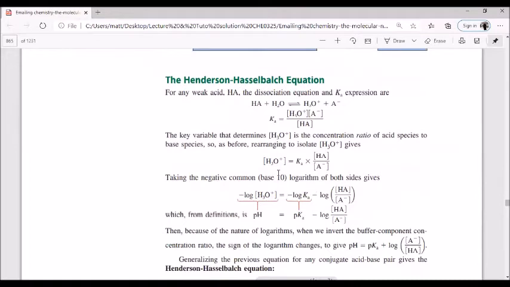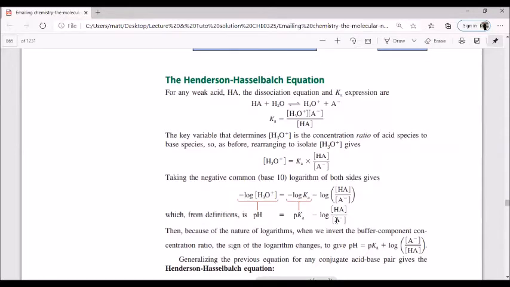If we put negative log on this equation, negative log hydronium ion equals negative log Ka plus negative log of the concentration of acid divided by the concentration of the conjugate base. Negative log hydronium ion means pH, and negative log Ka means pKa. What remains is negative log of the concentration of acid over conjugate base.